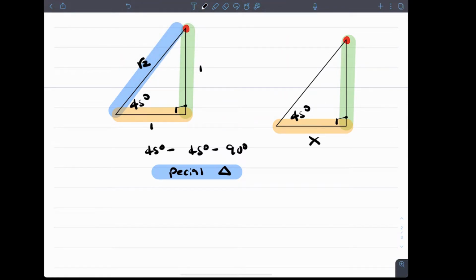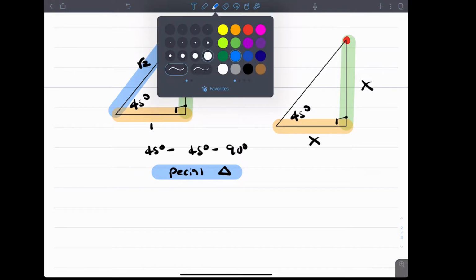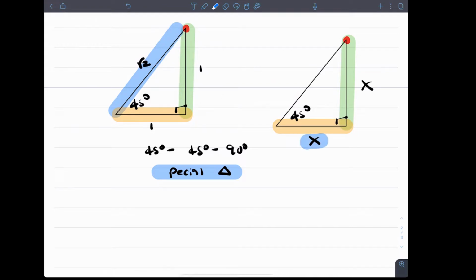If this is x and this is x, I'm going to do this in general. I'm going to look at all these very similar triangle versions of this right triangle. You guys okay with that? Because there's infinitely many right triangles that are 45, 45, 90 degrees. You say, what do you mean infinitely many? Well, you see how I say this is x and this is x?